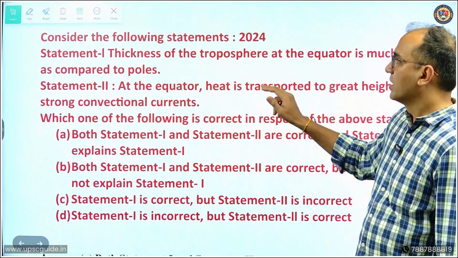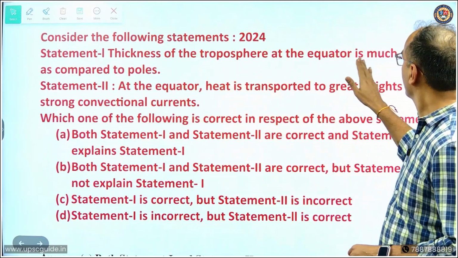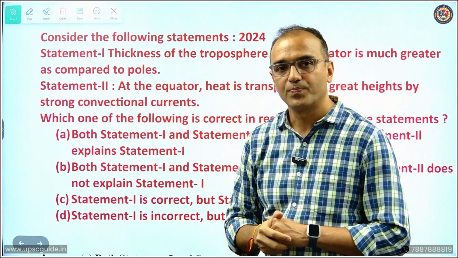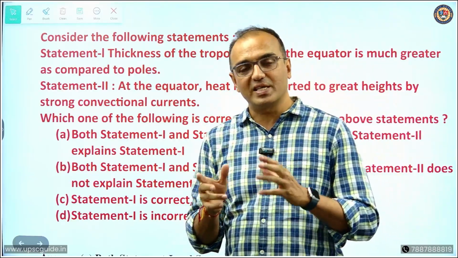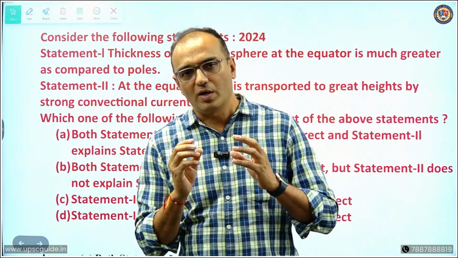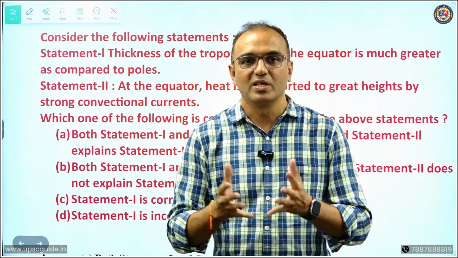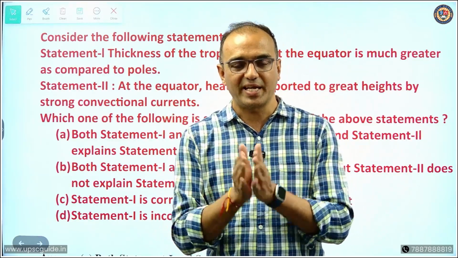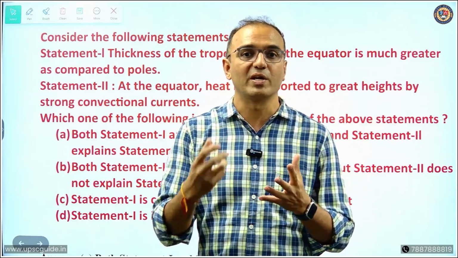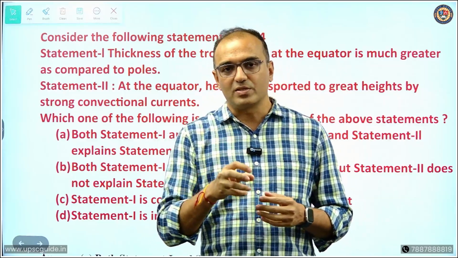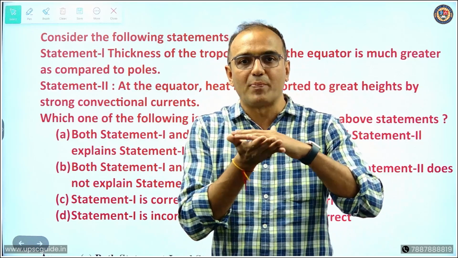Next question, again about the atmosphere. The thickness of the troposphere at the equator is much greater as compared to the poles. Now, if you read NCERTs or apply your basic logic, you know that at the equator, the air is moving vertically upwards. Warm air is moving vertically upwards because of insolation. This air, which is moving vertically upwards, tends to push the tropopause up.